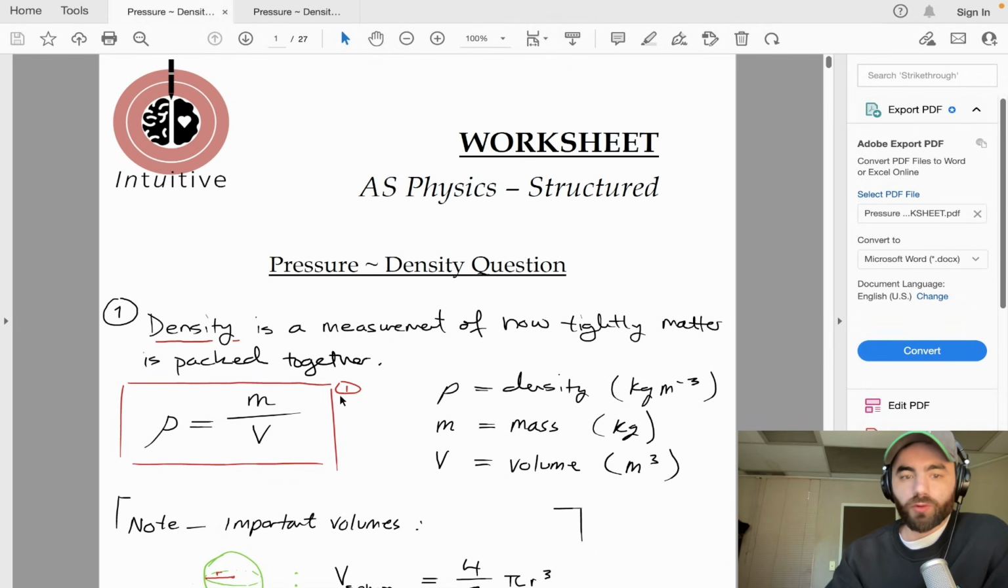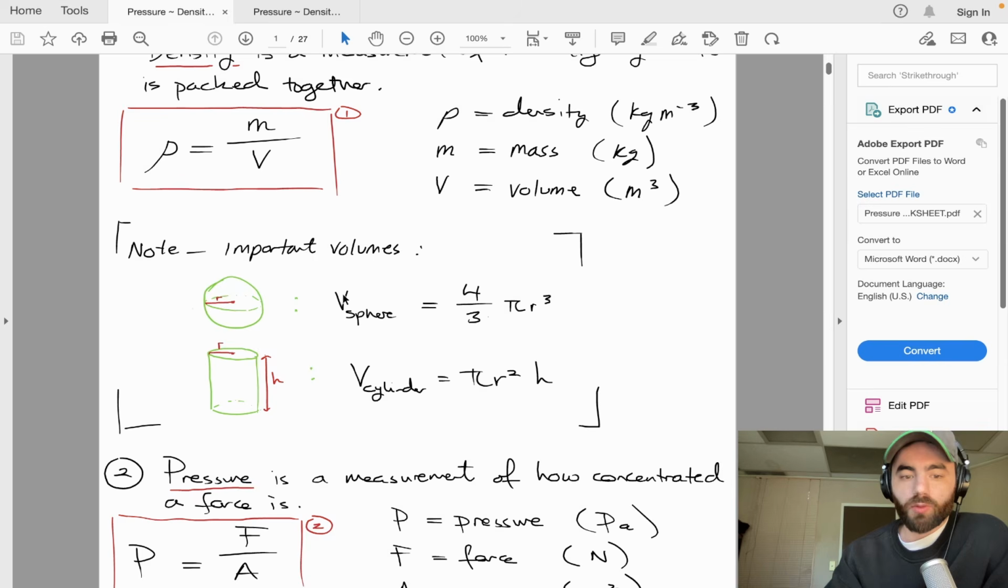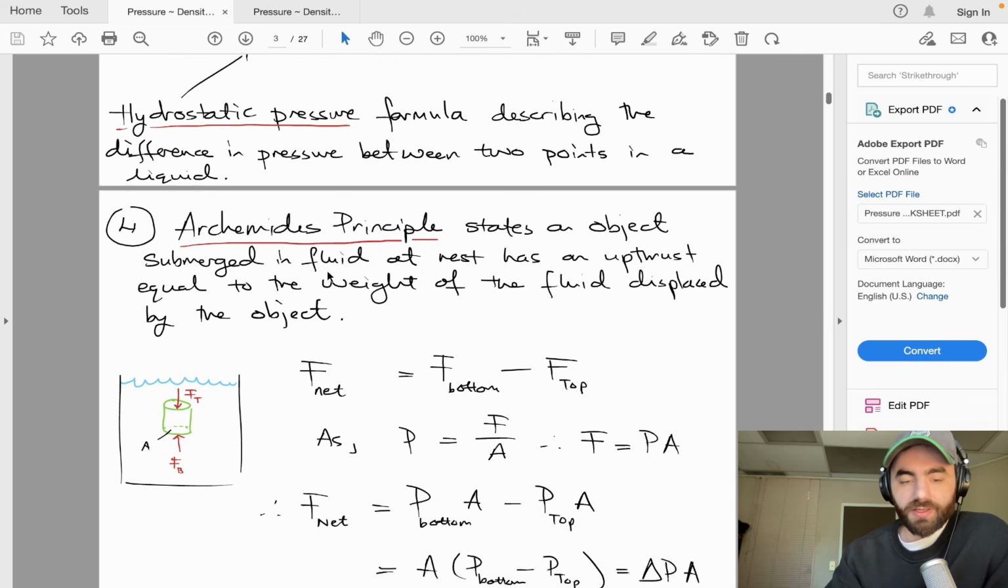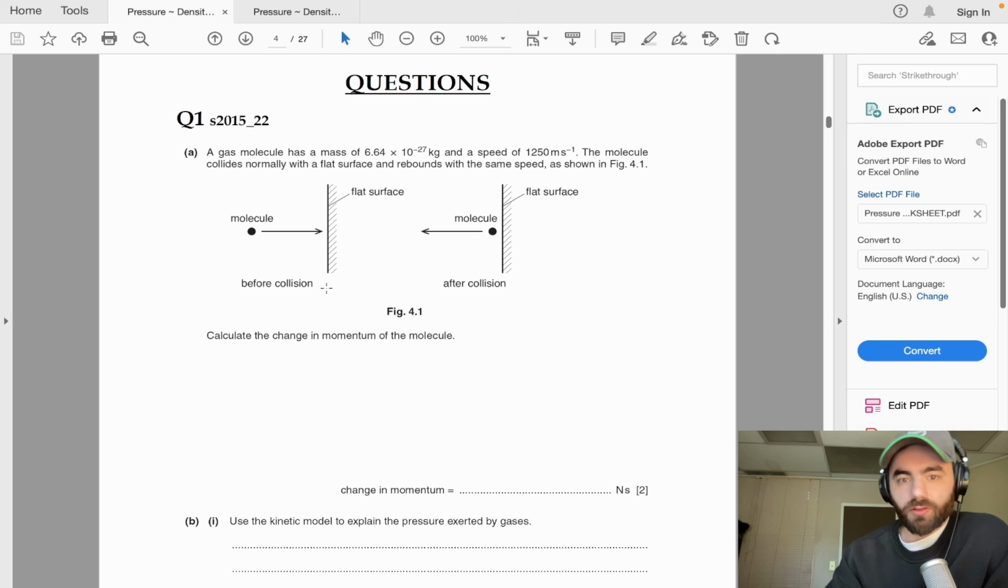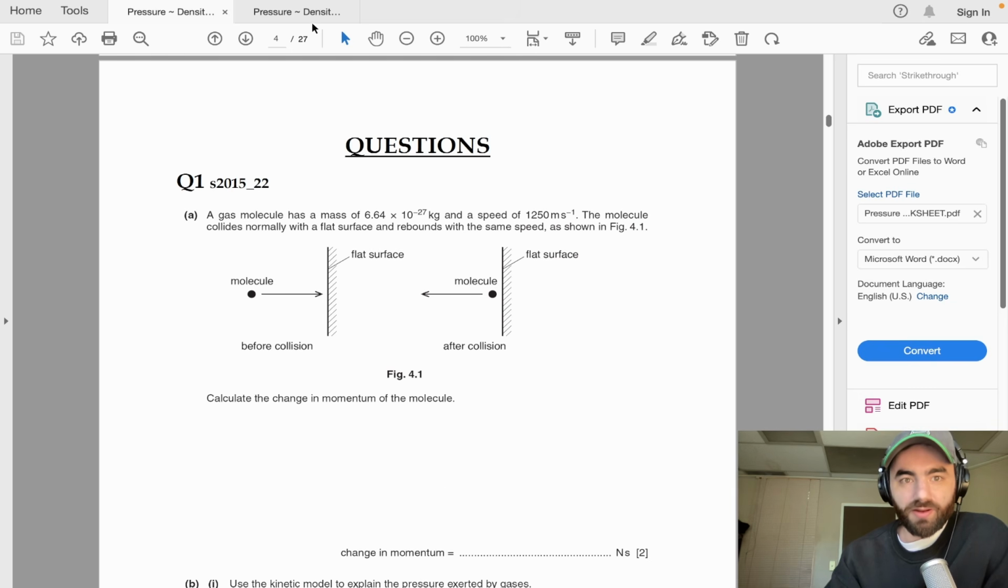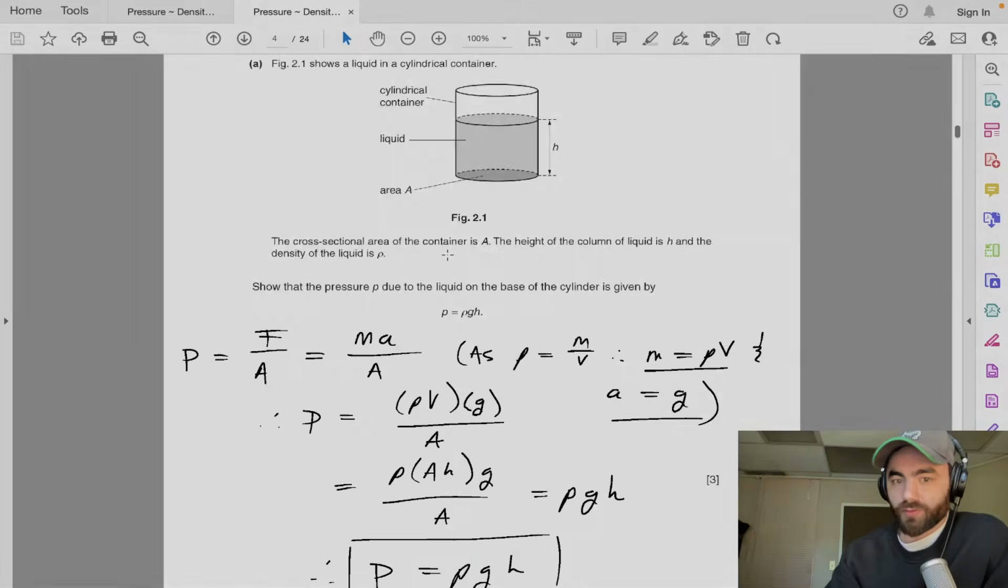I have a worksheet for you with basically the 4 equations you're going to need to know for the pressure and density question. We'll go through that in a second. I've also extracted all the questions from past papers from 2015 all the way up to 2022, I guess. And then you've got all my written answers there for you as well.